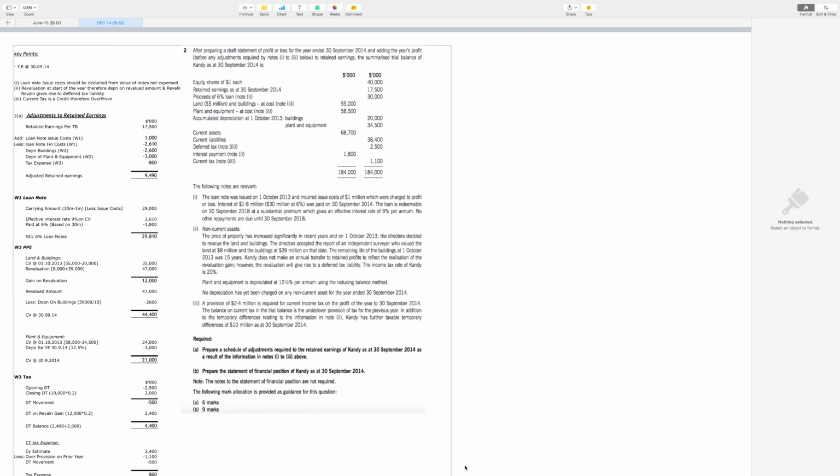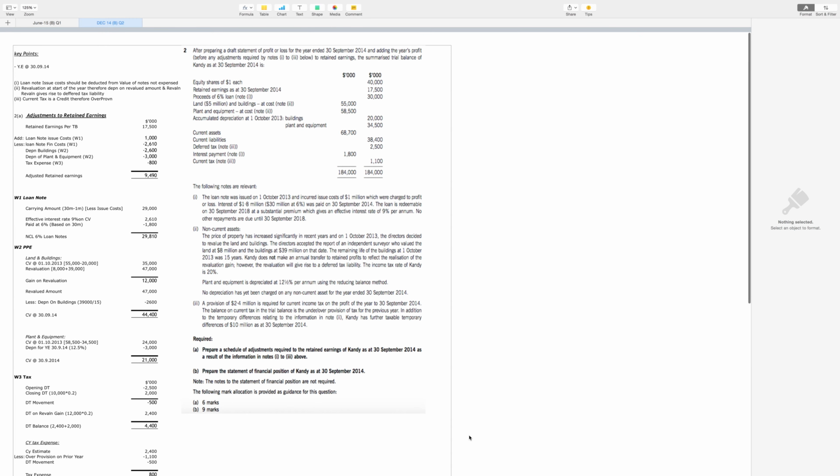Today I shall be taking you through December 14, Section B, Question 2 for F7 Financial Reporting. Now this question is about a company called Candy, and you're presented with a trial balance and various adjustments. Overall, when reading the requirements, it's testing you partly on an SPL section with an adjustment to retained earnings, and then the preparation of the statement of financial position for the year ended 30th of September 2014.